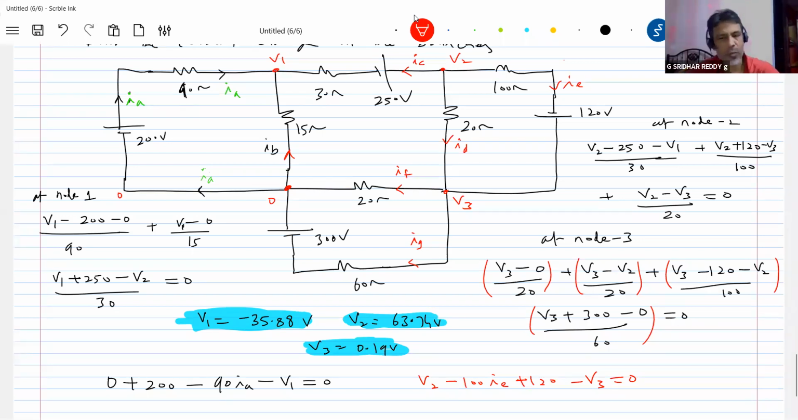Today I'll give a few more problems on this nodal analysis. I'll give 5 problems. Try to work on them. Some 2, 3 will be very big.